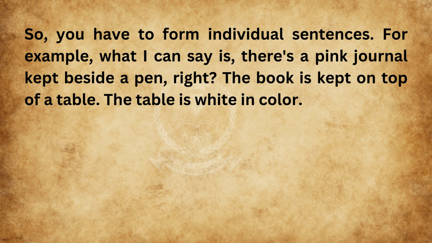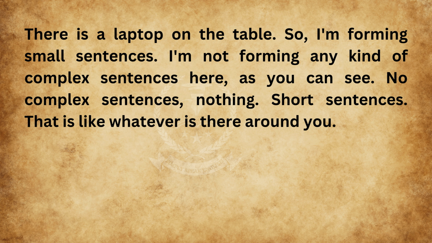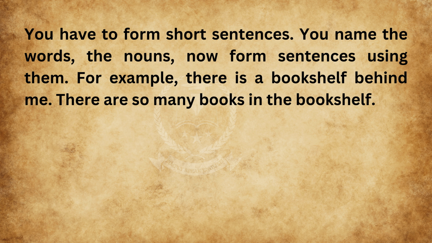So, you have to form individual sentences. For example, what I can say is, there's a pink journal kept beside a pen, right? The book is kept on top of a table. The table is white in color. There is a laptop on the table. So, I'm forming small sentences. I'm not forming any kind of complex sentences here, as you can see. No complex sentences, nothing. Short sentences. That is like whatever is there around you. You have to form short sentences.